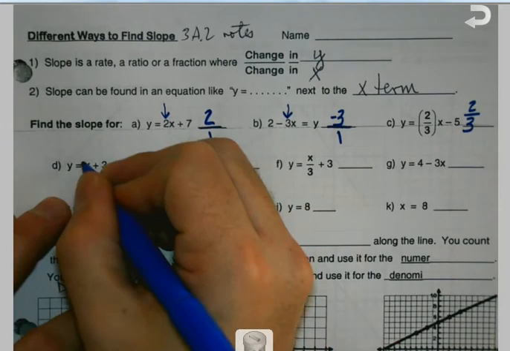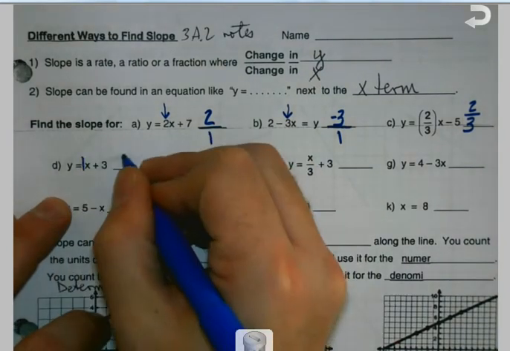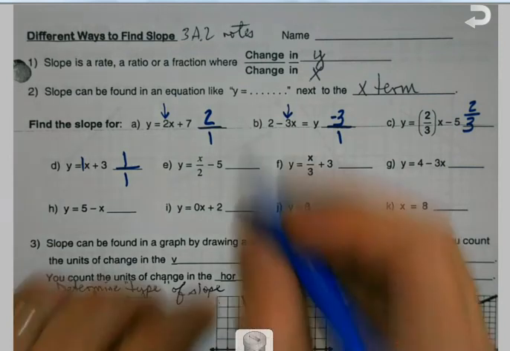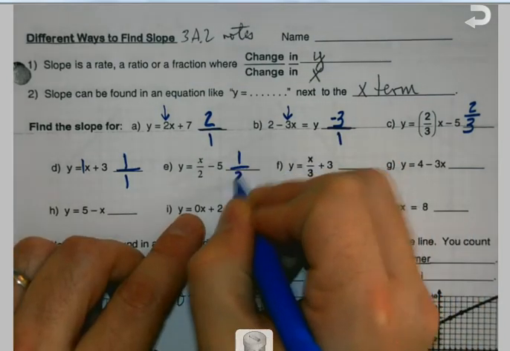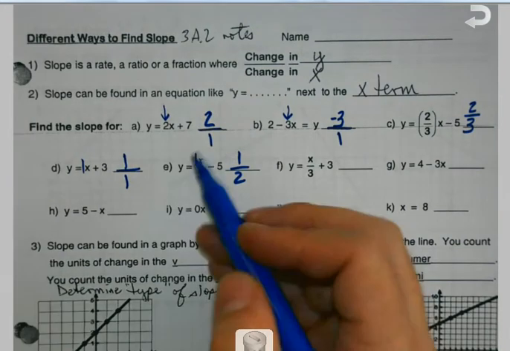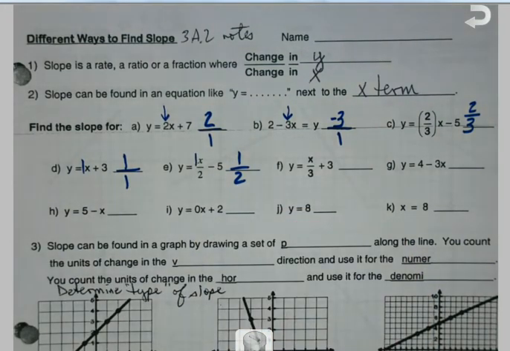Nicely done. If I don't see a number in front of x, it's 1. Or in this case, it'd be 1 over 1. Okay. What about E? Ooh. Close. Yeah. It's 1 over 2. Because again, if I don't see the number in front of x, it's a 1. And since it's divided by 2, it'd be like doing 1 over 2.